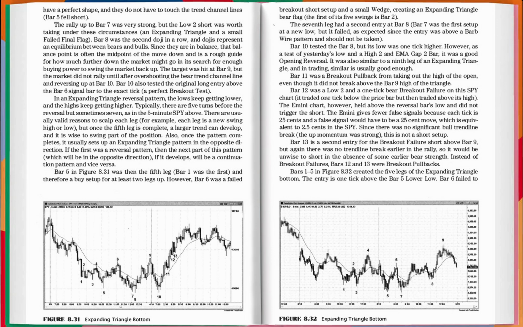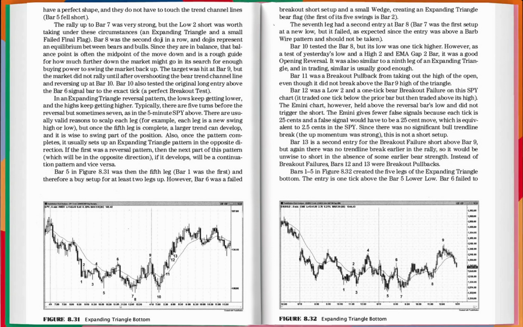Bar 12 was a low 2 and a 1-tick bear breakout failure on this SPY chart. It traded 1 tick below the prior bar, but then traded above its high. The E-mini chart, however, held above the reversal bar's low and did not trigger the short. The E-mini gives fewer false signals because each tick is 25 cents, and a false signal would have to be a 25-cent move, which is equivalent to 2.5 cents in the SPY.